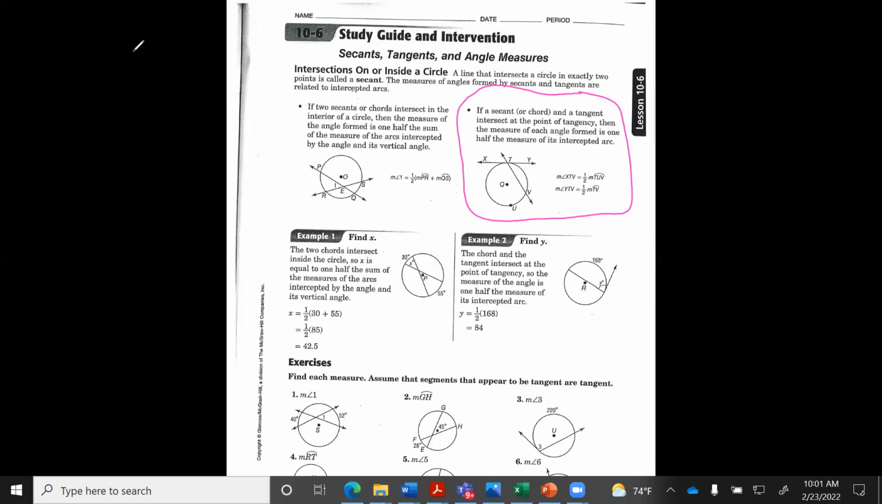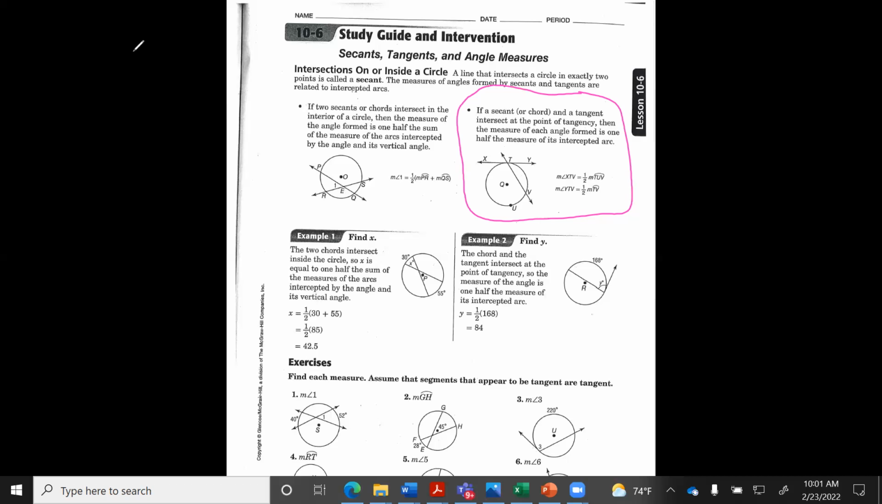So you could also say, we learned about a chord earlier in the chapter. You could say that a chord is part of a secant. So if we're talking about this entire line, it's a secant. If we're just talking from T to B, that'd be a chord. The secant passes through a circle.